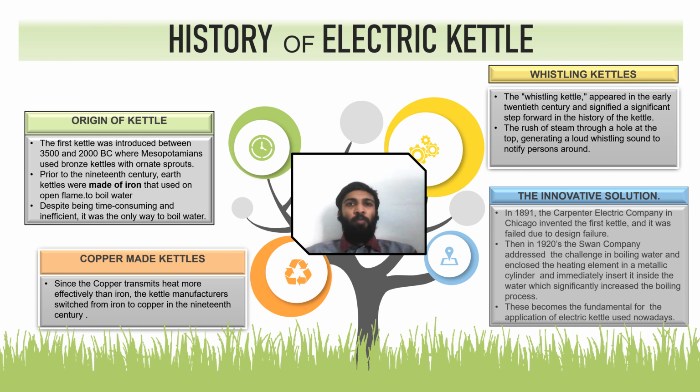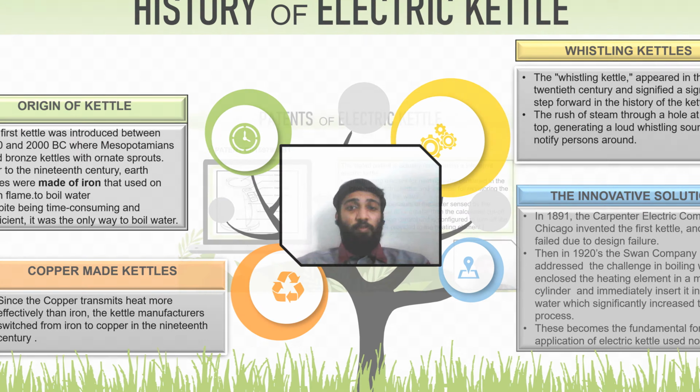The rush of steam penetrates through the hole at the top of the kettle, where it produces a whistling sound to notify the people around. In 1891, the Carpenter Electric Company produced some electric kettles, but they failed due to their design. In the 1920s, the Swan Company produced an electric kettle that addressed the boiling problems by keeping the metallic heating element inside the kettle. The electric kettle was successful, and the idea was fundamental for current electric kettles.